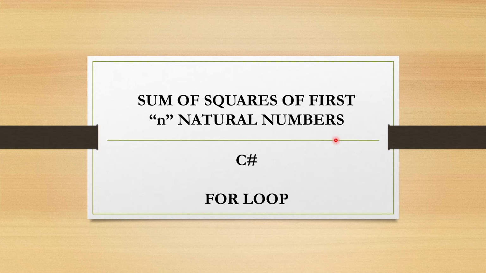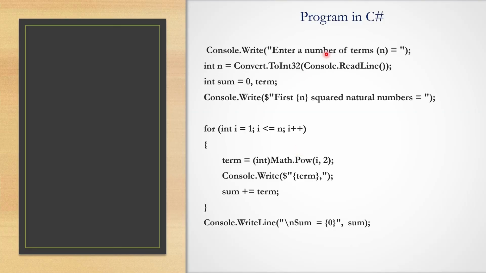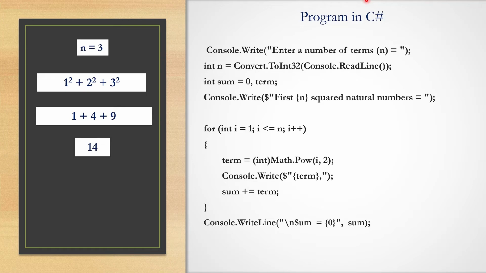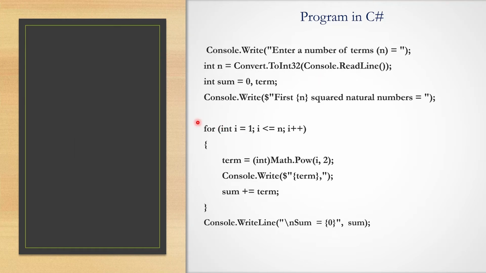Hello everyone, let's look at the simple program to find the sum of squares of first n natural numbers using C# and for loop. This program starts with taking an input from user, which is n. If user inputs n equals 3, then it calculates the sum of the first 3 squared natural numbers, which is 1 squared plus 2 squared plus 3 squared, 1 plus 4 plus 9, which equals 14. Now let's walk through this loop.